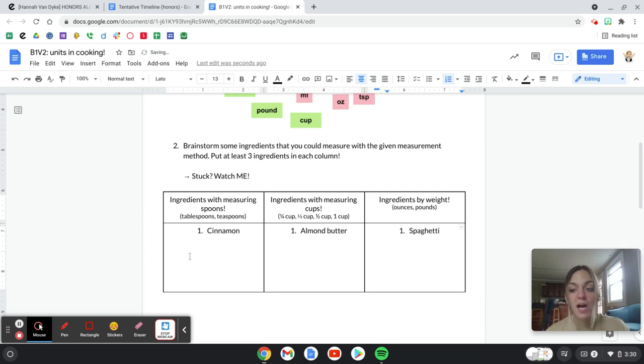Now it's your job to come up with 3 that you're going to put in these columns, 3 in each column. So you'll have a total of 9.